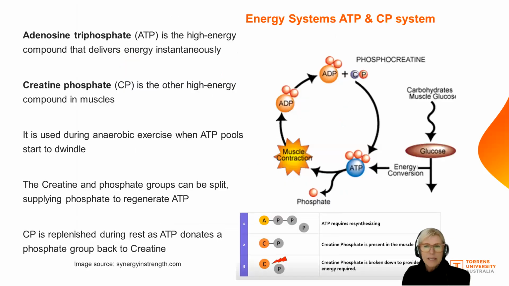Going back to that CP system, ATP-CP system. So adenosine triphosphate, remember 1 adenosine, 3 phosphate ions, is a high in energy compound that delivers energy instantaneously. As you can see here on the graphic on the right. Now what actually happens is, that bond breaks, and when the bond breaks, energy is created. So energy is not created or destroyed, but in this way it's actually created.